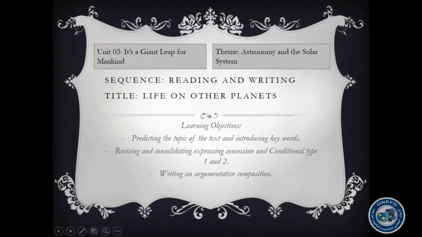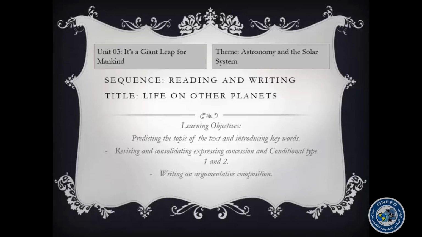Welcome dear third year learners into another lesson in the subject of English. Unit 3, It's a Giant Leap for Mankind, theme Astronomy and the Solar System. The lesson is Reading and Writing, title Life on Other Planets.